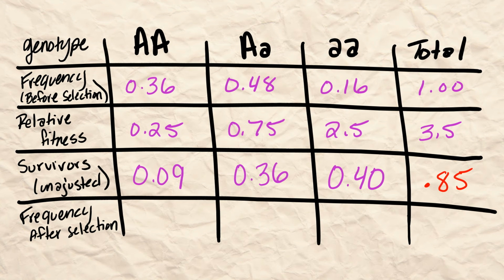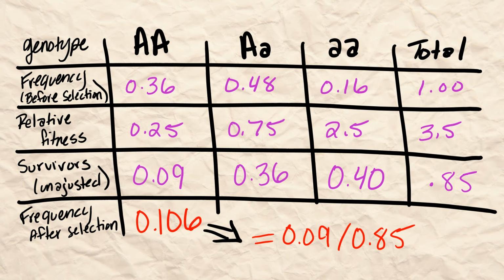However, due to the effect relative fitness has on our survivorship number, our total does not come out to 100%, as it must in order to get an accurate measurement of the genotypical frequencies. In order to correct this, we simply divide our unadjusted survivor calculations by their combined total to get the correct genotypical frequency.